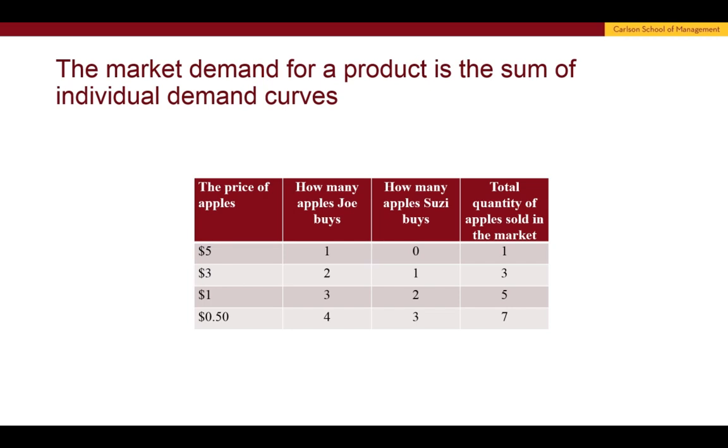Suppose instead that the price were $3 per apple, then Joe would want to buy 2 and Susie would want to buy 1. The sum of 2 and 1 is 3. So the market demand curve for apples would show a quantity of 3 at a price of 3. Suppose now that the price were even lower, $1 per apple, then Joe would want to buy 3, Susie would want to buy 2, and the sum of those two, 3 plus 2, would be 5. So the market demand curve quantity at a price of 1 would be 5. Finally, if the price were 50 cents per apple, Joe would want to buy 4, Susie would want to buy 3, and the total quantity on the market demand curve at a price of 50 cents would be 7.